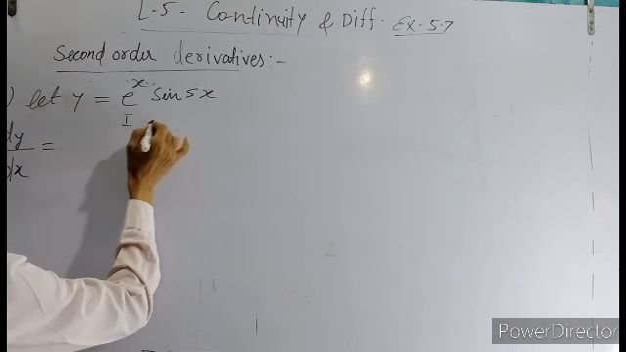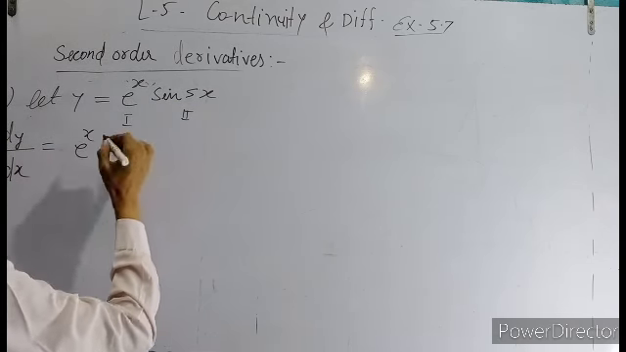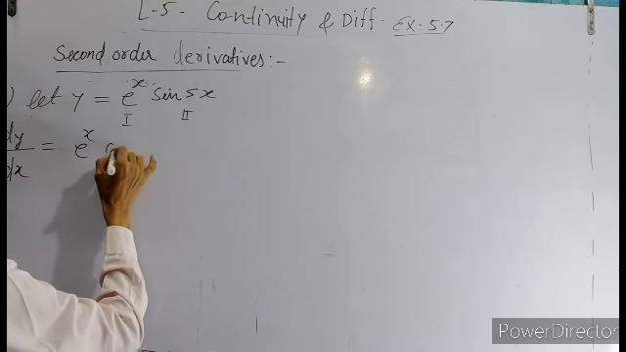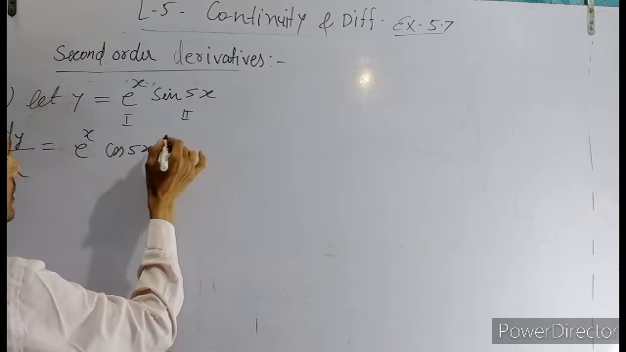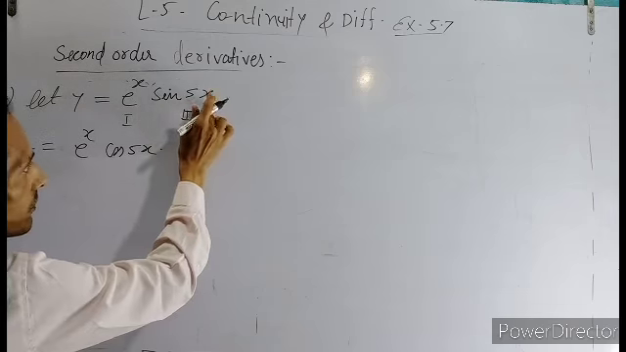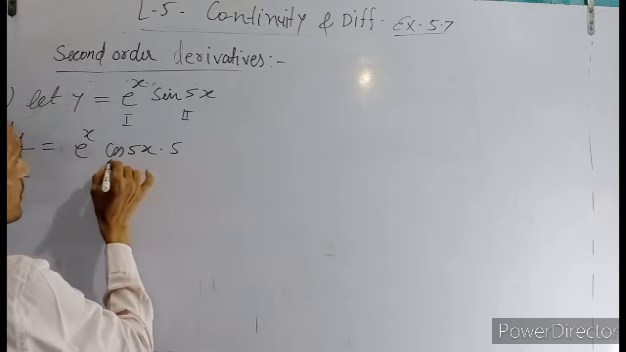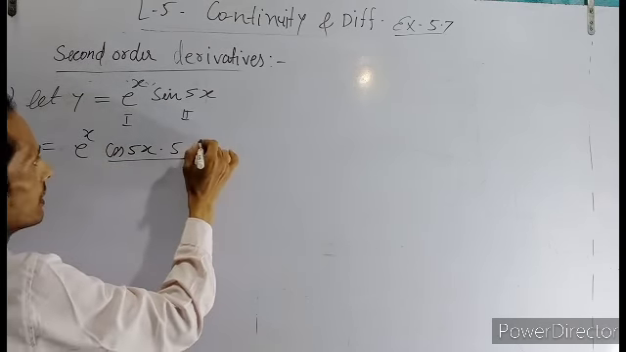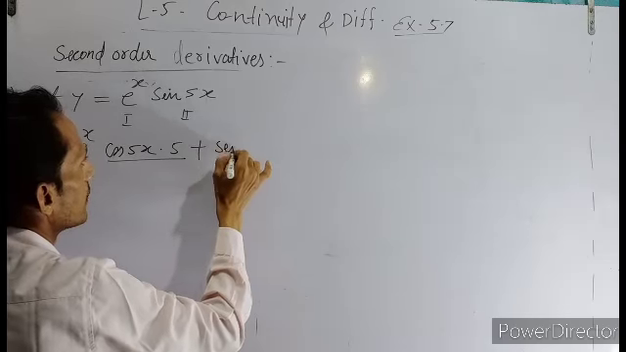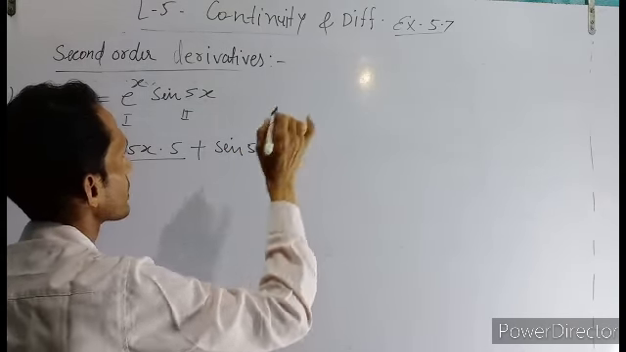You can say first into second. First as it is, second derivative, what will come? Cos of 5x into derivative of 5x. Differentiation of 5x will be 5. Okay, this is the derivative of this. First as it is, second derivative, plus second as it is, first derivative, means e raised to the power x.